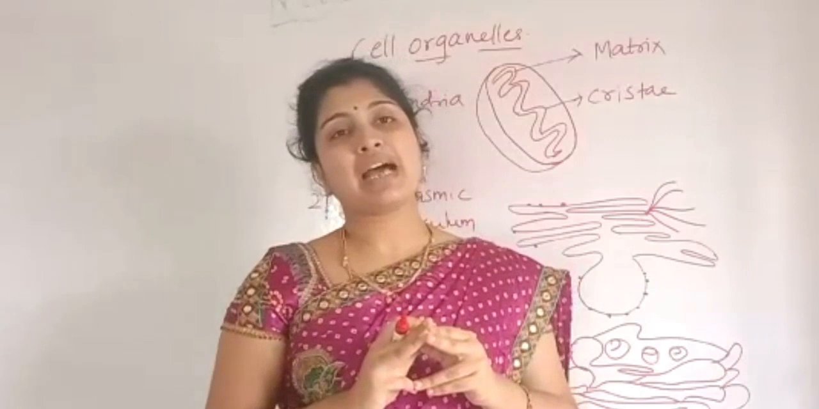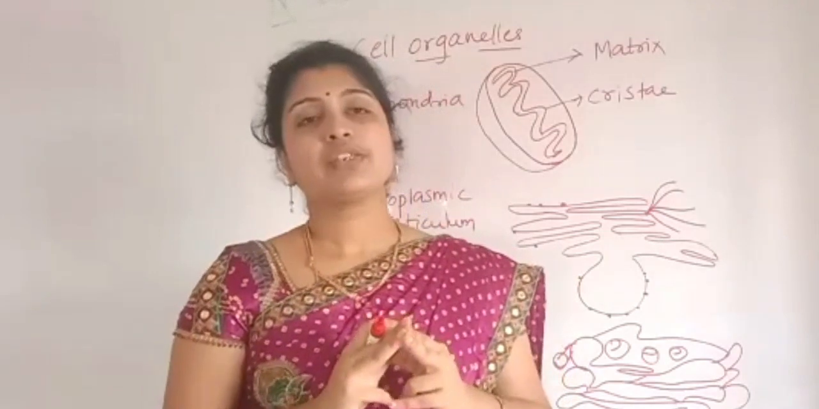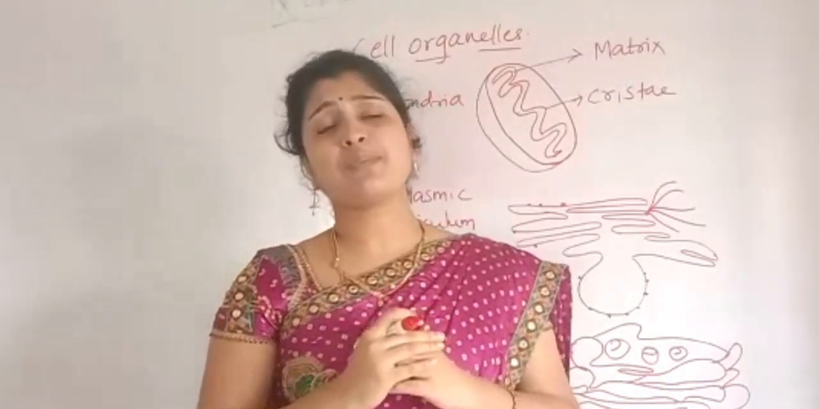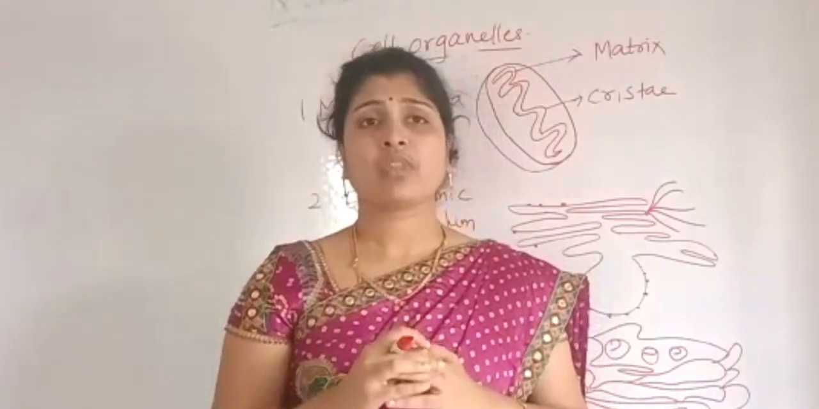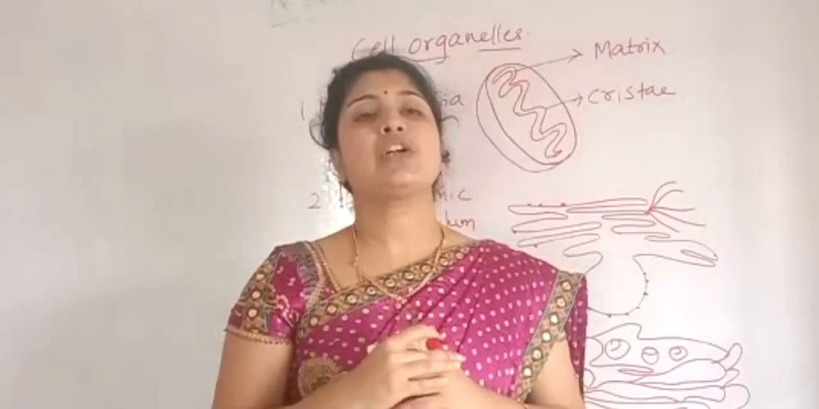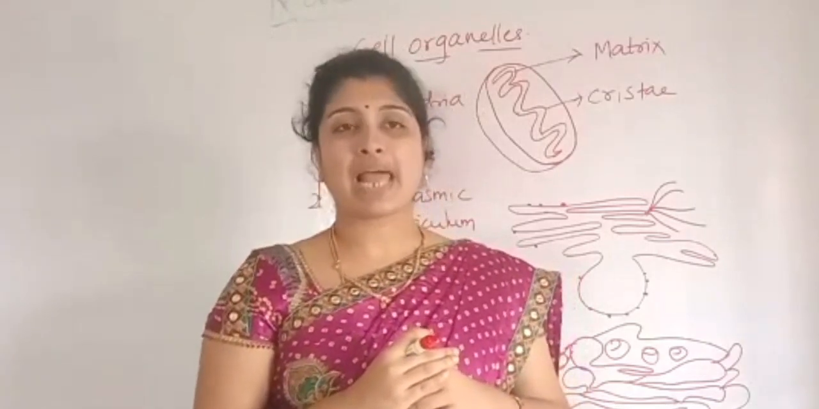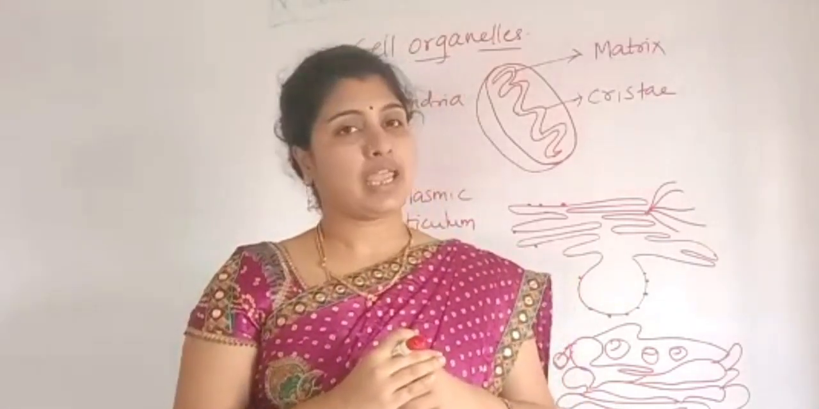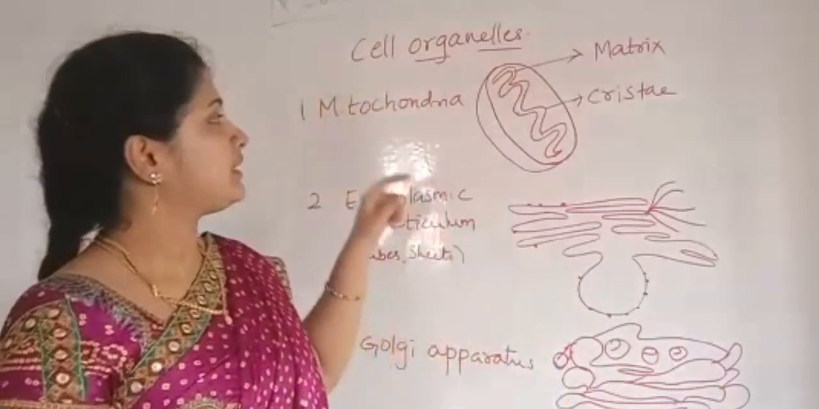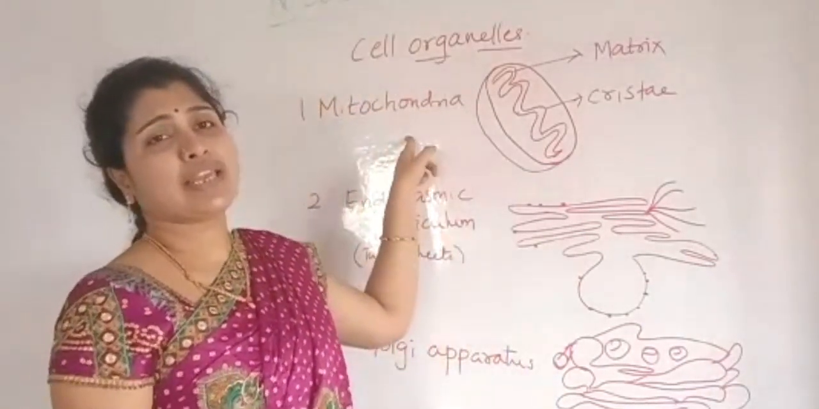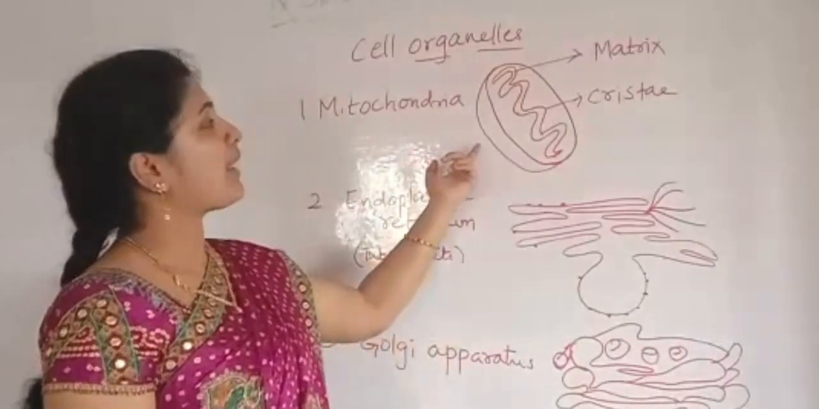So, in the last class, we discussed the structure of the nucleus, isn't it? Now we are going to discuss the many types of cell organelles present inside the cell. They are mitochondria, endoplasmic reticulum, Golgi complex, lysosomes. In a plant cell, there are also plastids. Here, after the nucleus, we will discuss the next cell organelle which plays a very crucial role, that is the mitochondria.